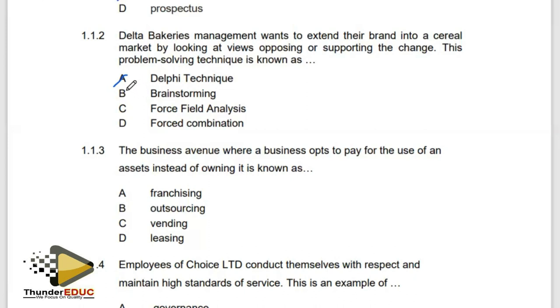Let's look at brainstorming as the major alternative. When we are using brainstorming, we bring up all the stakeholders, including employees. We put a problem onto the board, and then we come up with ideas. This is not about employees discussing a problem and solutions for a given problem. Therefore, it's not the problem-solving technique in the question here. This is not what is required. Let's look at what is known as force field analysis.